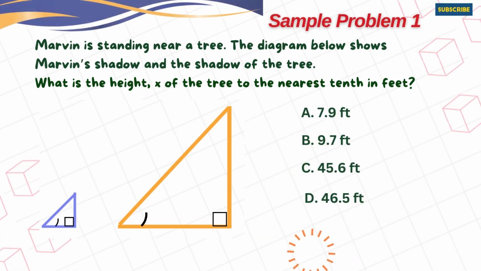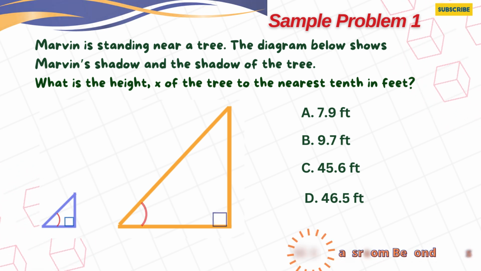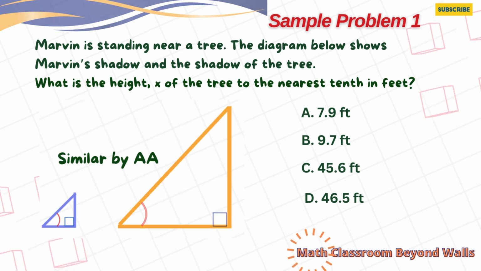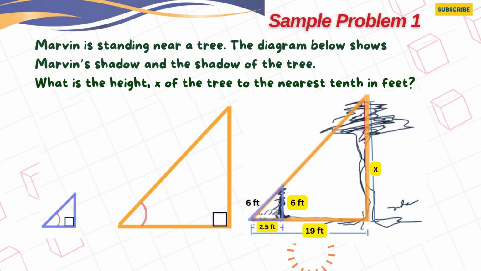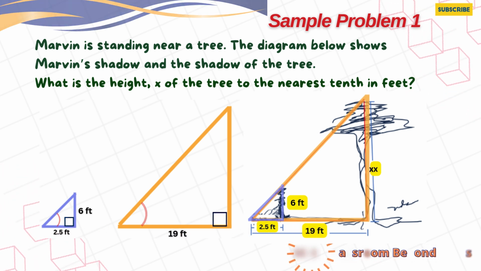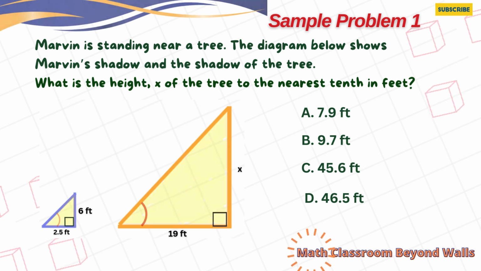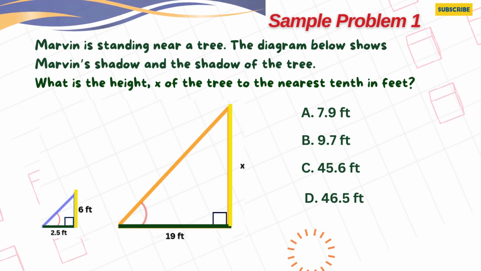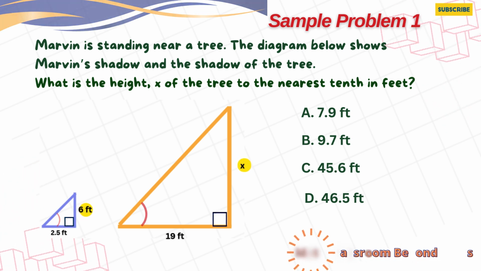Let's go. Look at the triangles again. With two pairs of corresponding angles that are congruent, we're certain that the triangles are similar by AA. Can you follow, learners? We will label the two triangles with what are given in the problem. Now, we clearly see the two right triangles that are similar. Because they're similar, the ratios of the corresponding sides are equal. Do you agree? The sides labeled x and 6 feet correspond to each other.